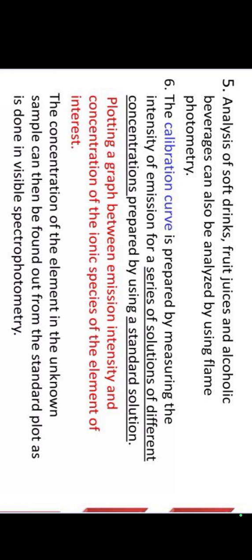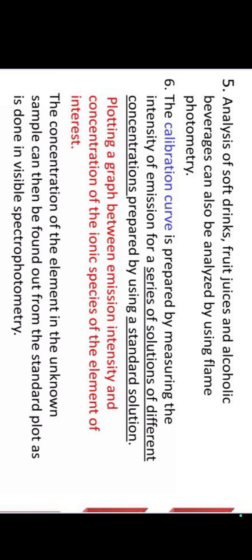Used to check water quality by detecting the presence of specific metal ions. To check water purity, whether the water is pure or impure, can be checked by flame photometry. Soft drinks, fruit juice, and beverages we already saw in the applications.